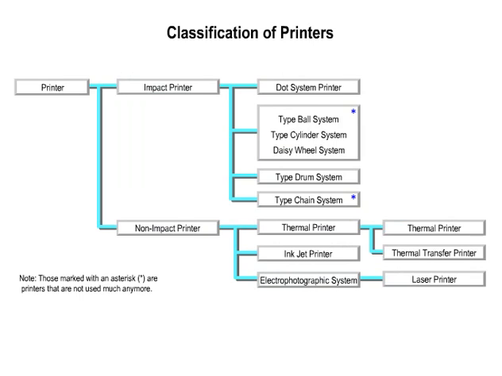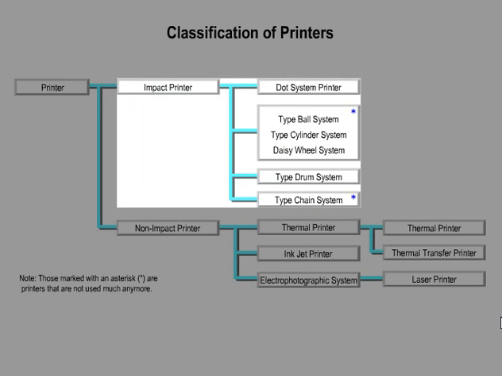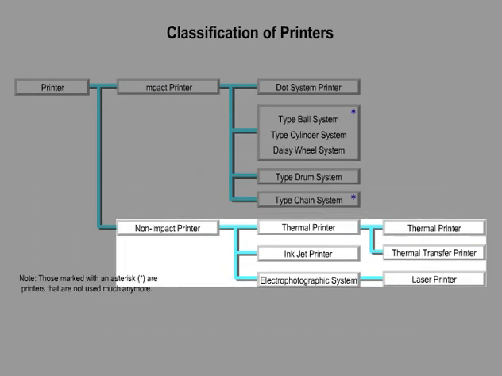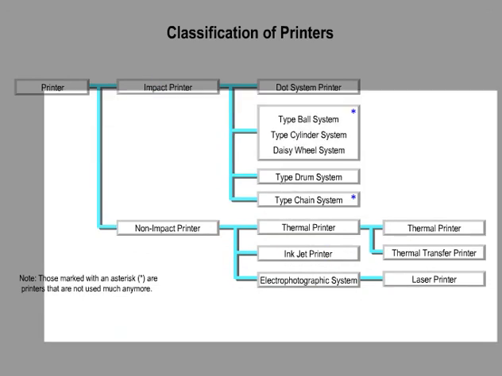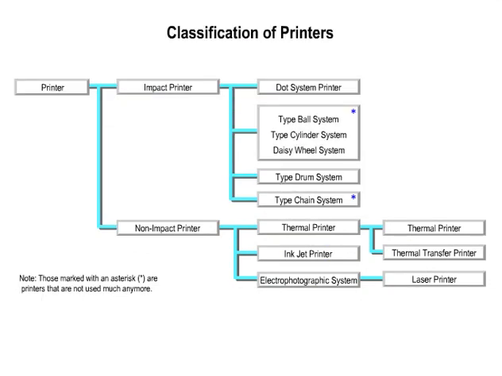There are two principles used for printing characters with a printer. One uses mechanical power and is called the impact method. The other does not use mechanical power and is called the non-impact method. Many kinds of printers have been developed using both methods.